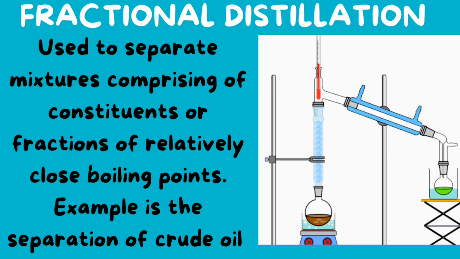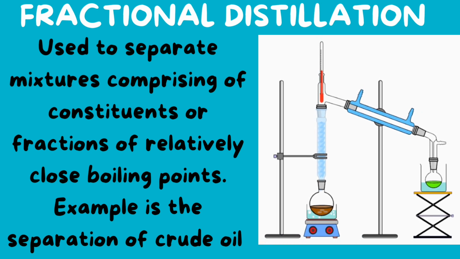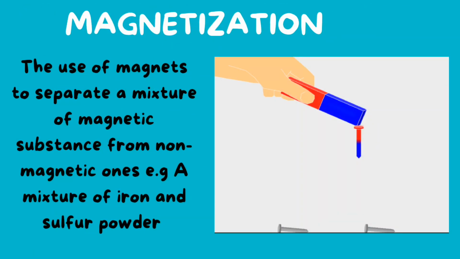We have fractional distillation, which uses the same technique except with the introduction of a fractionating column, which is packed with beads, silica beads to be precise. It is used in separating fractions of a substance of closely related boiling points. An example is the separation of crude oil. We also have magnetization, the use of a magnet to separate a mixture of magnetic substances from non-magnetic ones. An example is a mixture of iron and sulfur powder. The iron is magnetic and is attracted to the magnet, separating it from the sulfur powder.